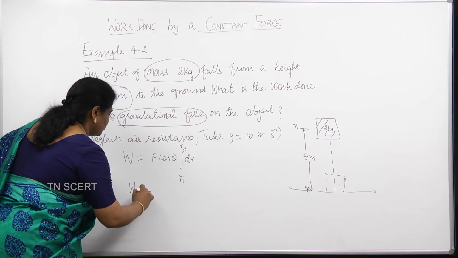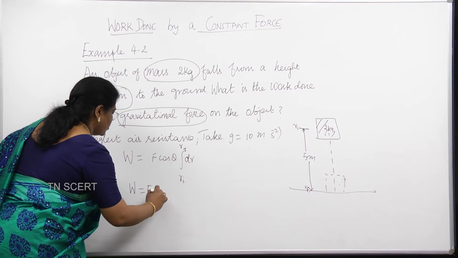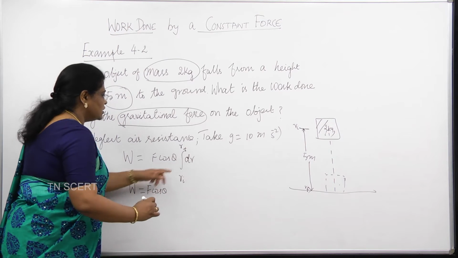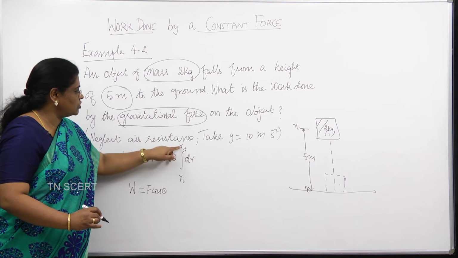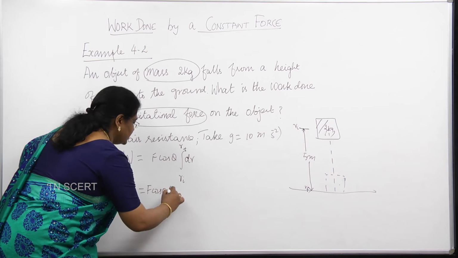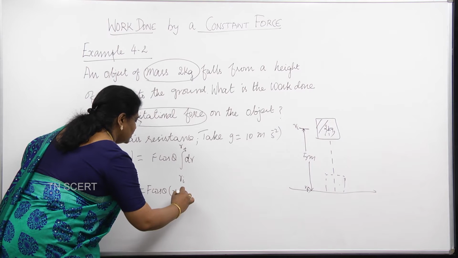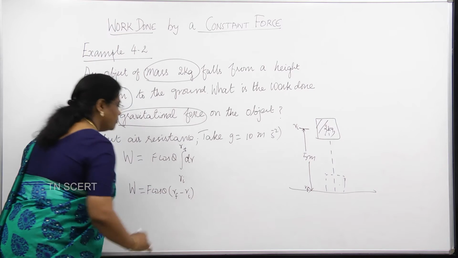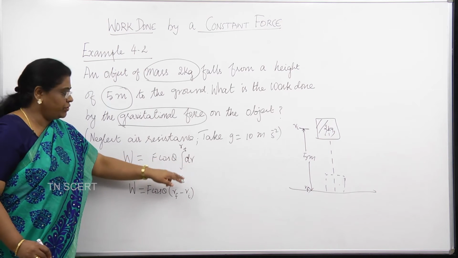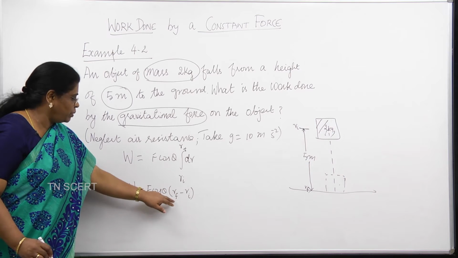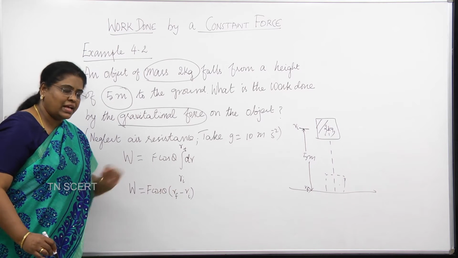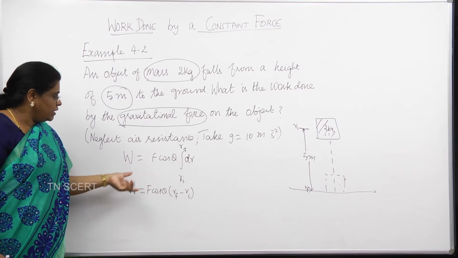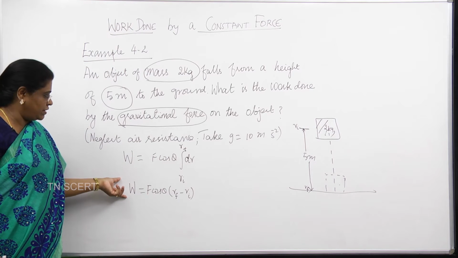Work done W is equal to F cos theta times the integration from Ri to Rf of dr. When I integrate, it is r between the limits Ri to Rf, which would be written as Rf minus Ri. So, I have applied this formula to the particular case.